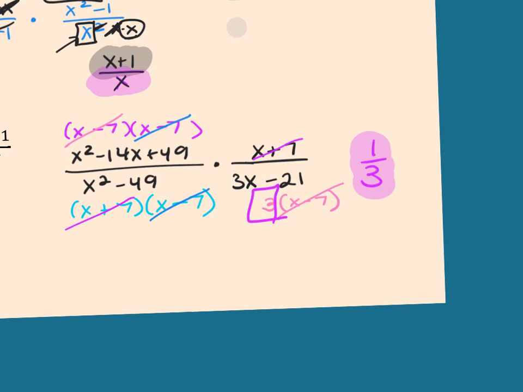Wait, when you're dividing, you can cancel out when they're on top of each other, but when you're multiplying, you can't? No, you can cancel top and bottom no matter what. You can't cancel left to right. Like I can't cancel something over here with something here. You can't go left to right. Okay. But you can go top to bottom. The only difference between the multiplying and the dividing is that in dividing you have to do keep, change, flip first before you start canceling.